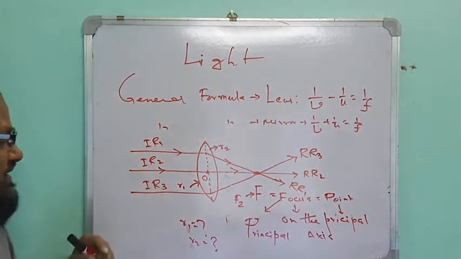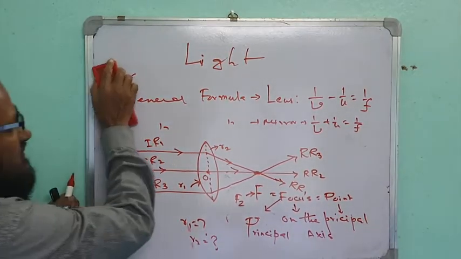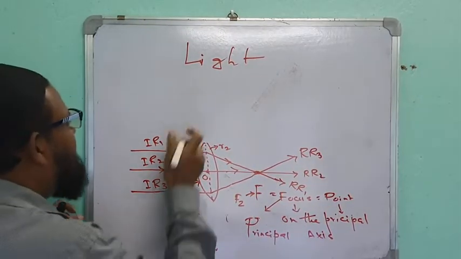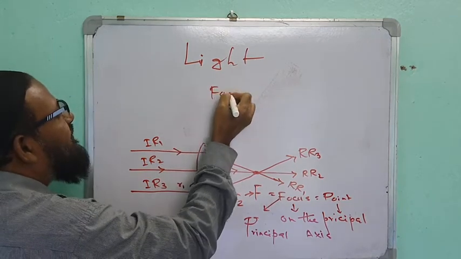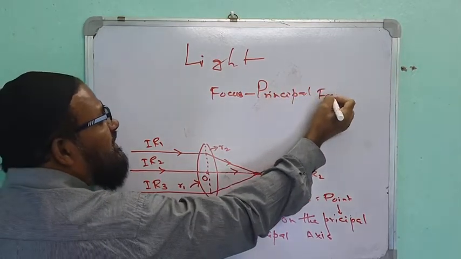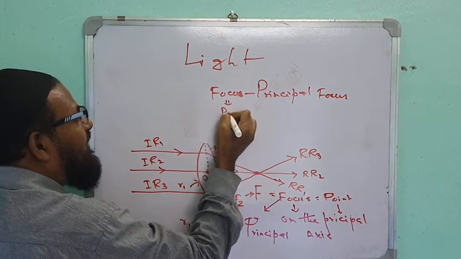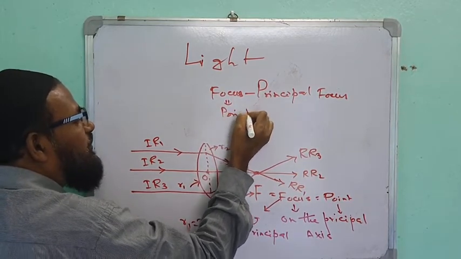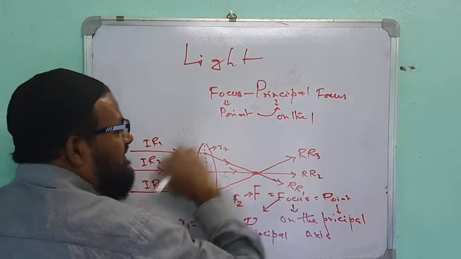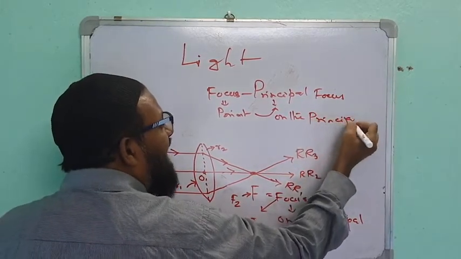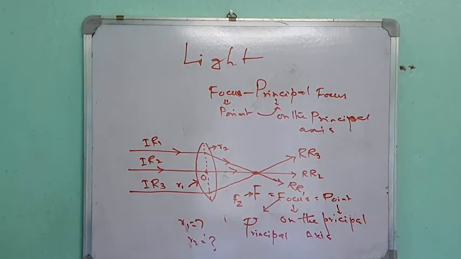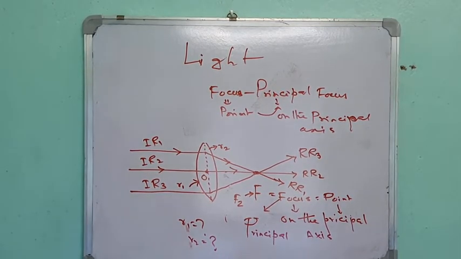Please be careful. I am deleting this part. What is this? Please see here. Focus means point. Why is it principal? Because the point is on the principal axis, therefore the name principal focus.